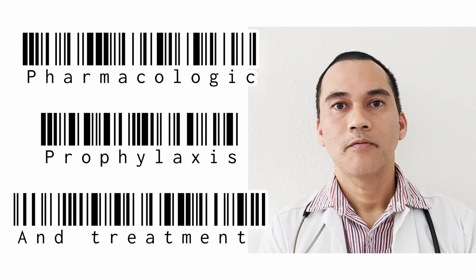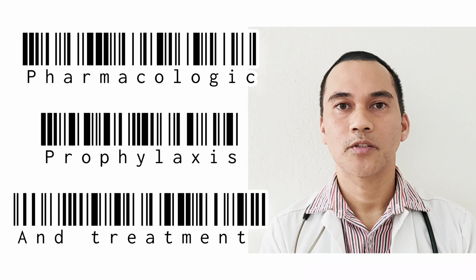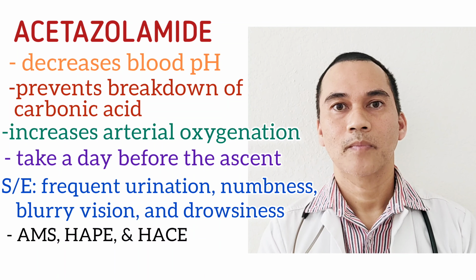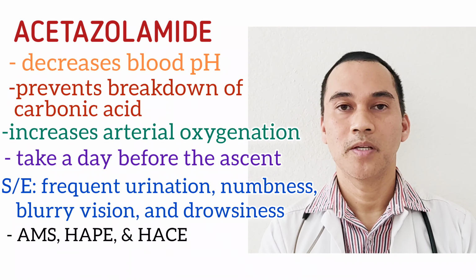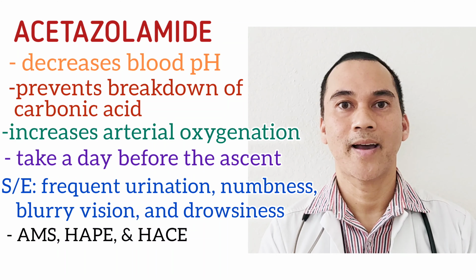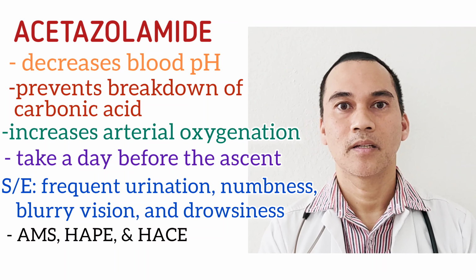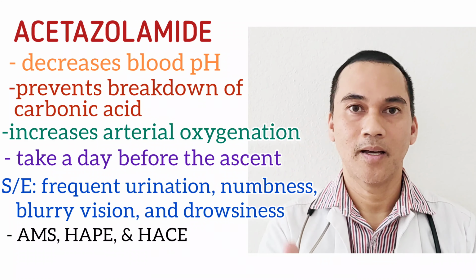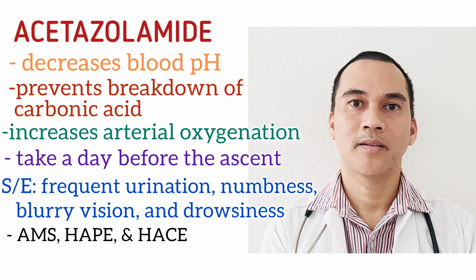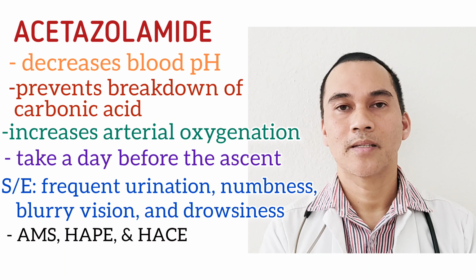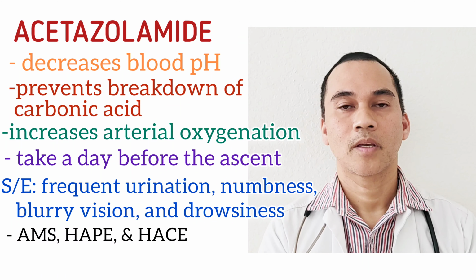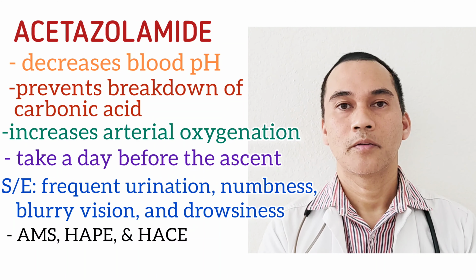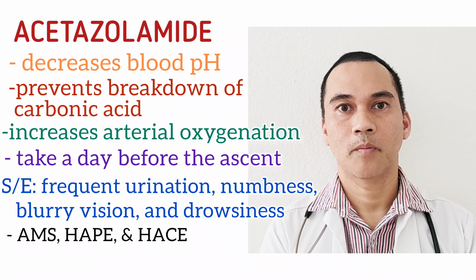And now let's proceed to the pharmacologic prophylaxis and treatment. So number one is acetazolamide. Acetazolamide decreases the blood pH. Remember, when you are gasping for air at a higher altitude, you are hyperventilating, making your pH alkalotic, high pH. Acetazolamide will prevent the breakdown of carbonic acid and thus lower your pH, increasing your arterial oxygen and also increasing your respiration. So you will be breathing better.